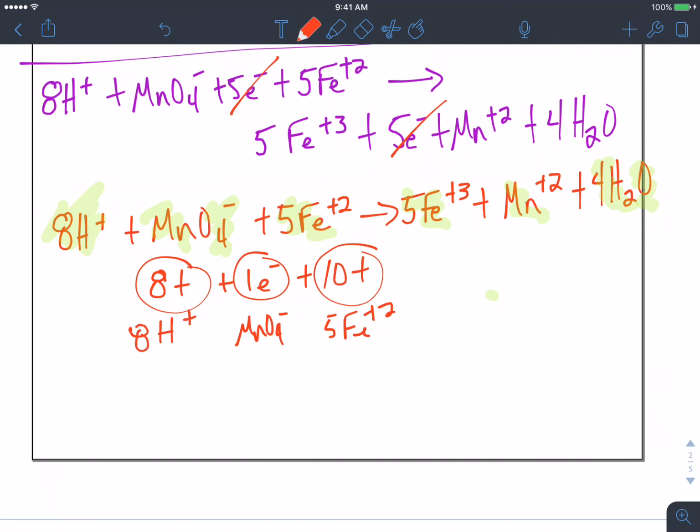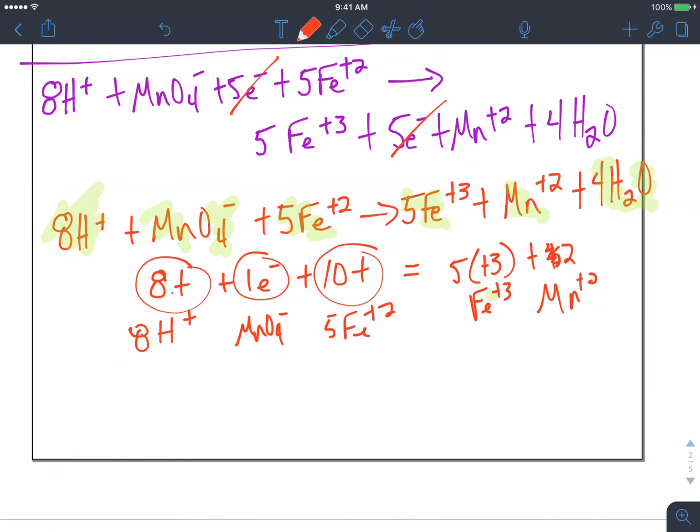All right. On the other side, we want to make sure that it equals the 5 times the plus 3 that comes from our Fe plus 3. We have another 2 that comes from our Mn plus 2. Sorry, I didn't mean to put another one in there. And then water carries no charge, so that doesn't matter.